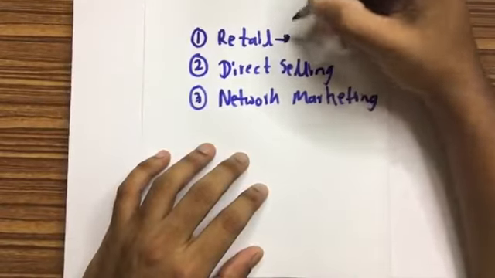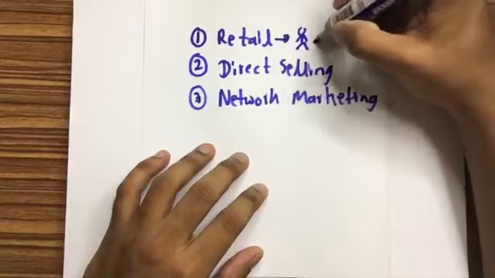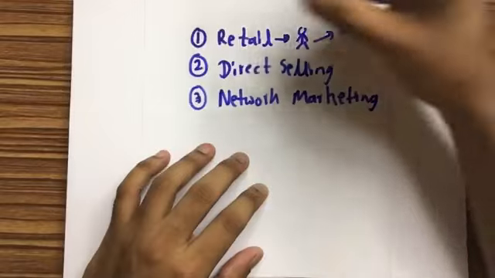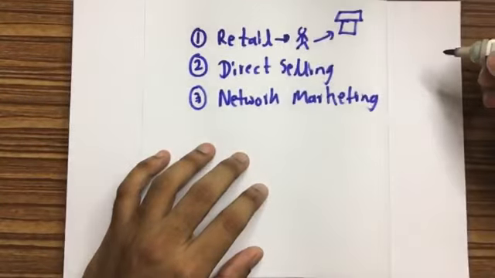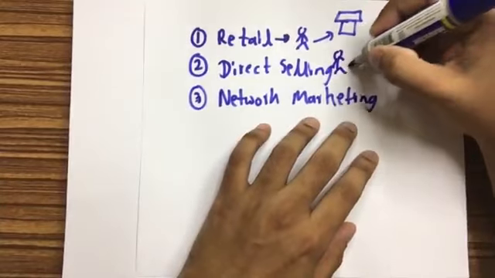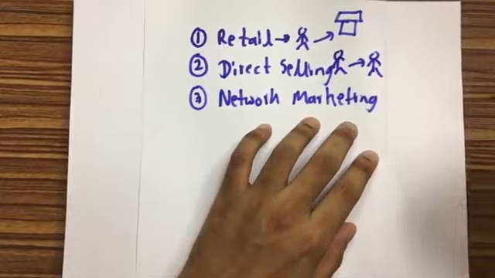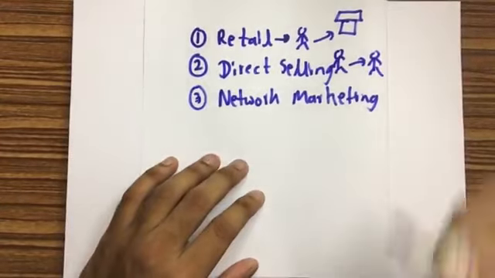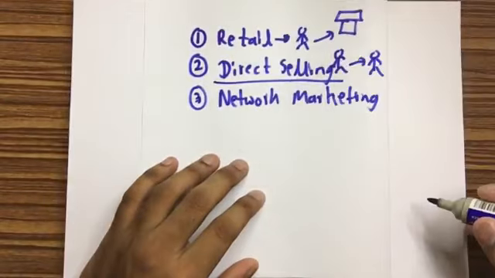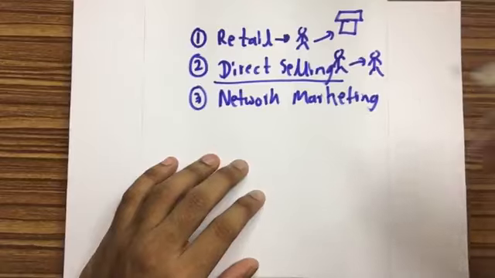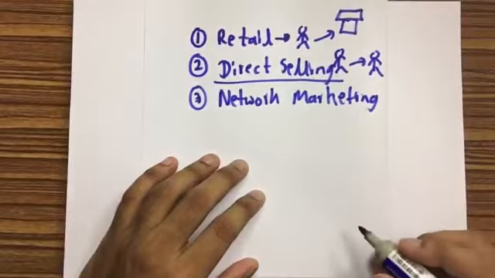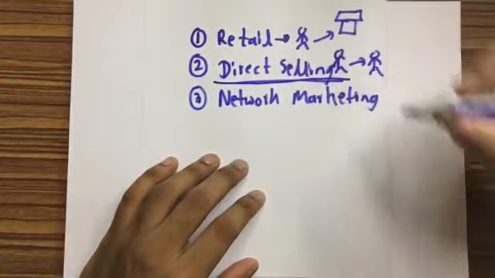Retail means the customer goes to a shop and buys a product. In retail, the customer goes to the seller. And in direct selling, the seller goes to the customer and sells the product. Have you seen people going from home to home trying to sell something? That is called direct selling. In the same way, have you seen insurance companies going from home to home trying to convince the family to go for their insurance package? That also comes under the direct selling category.